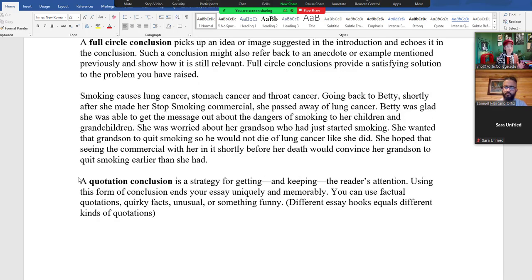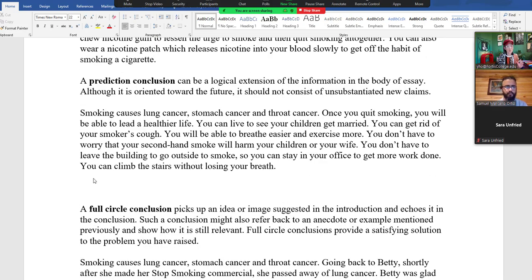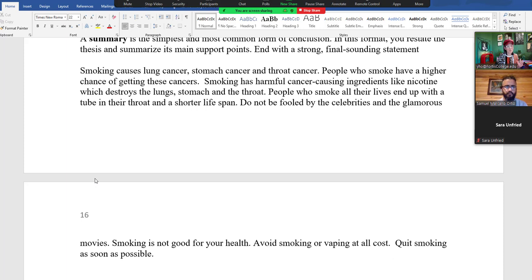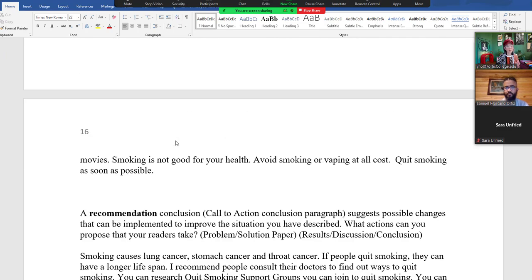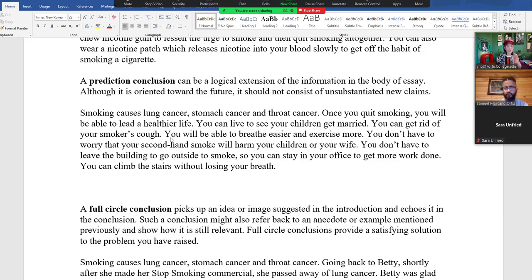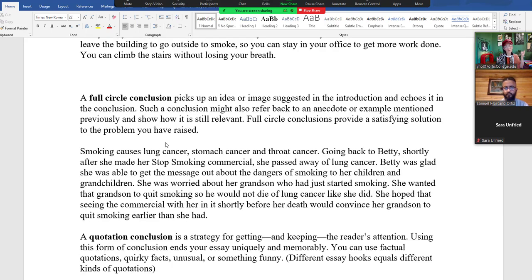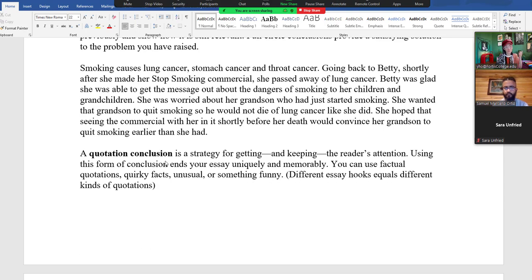These are all not mutually exclusive. Most people mix and match. In other words, most people's conclusions are a little bit of each. People put in a little bit of a summary, a little bit of a recommendation, a little bit of a prediction, some full circle, and then some quotation.